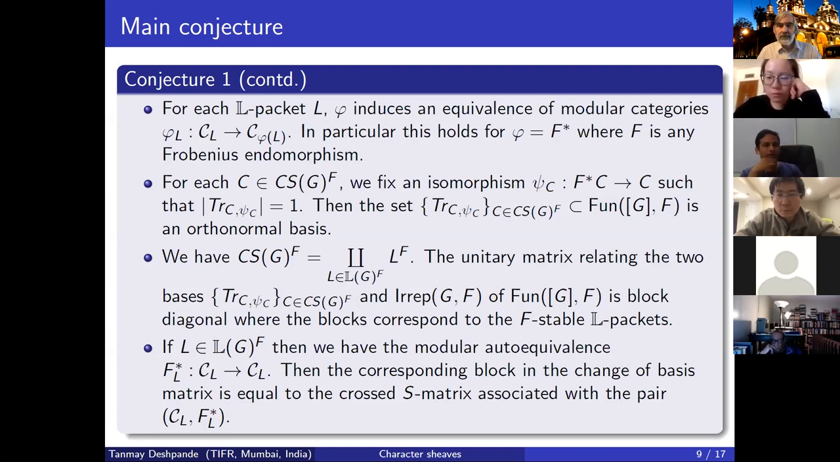This non-abelian Fourier transform is some special case of these crossed S matrices. So for example, if you have a finite group and the Drinfeld double of this finite group, then there is an S matrix associated to that. Or you could also look at a finite group equipped with an automorphism. That would be an analog of a modular fusion category equipped with a modular automorphism.